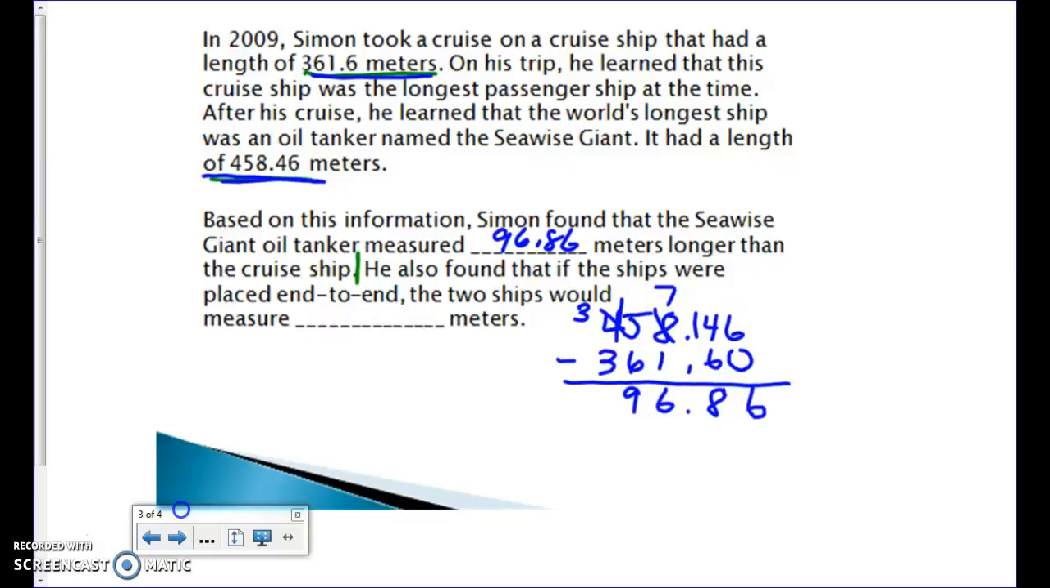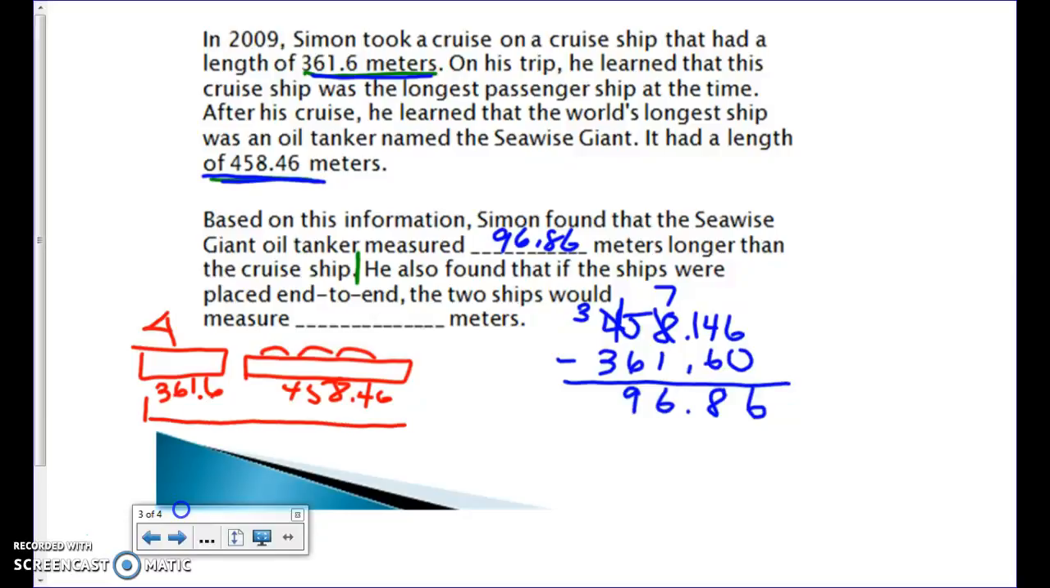It also says that he found that if the ships were placed end to end, the two ships would measure how many meters. So we want to know if we put both ships right next to each other. Simon's ship, right there, little sailboat, and then also the tanker ship, more like a barge, with coal and stuff on top of it. How long would it be if his is 361 and the tanker was 458? Well, in that case, we would have to figure out how long it is from there to there. So we're going to add.